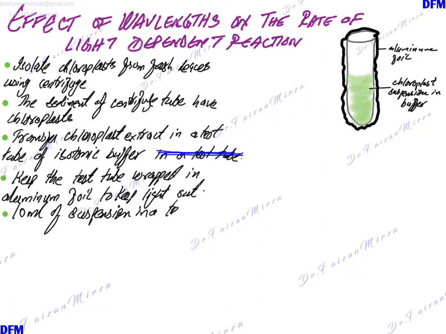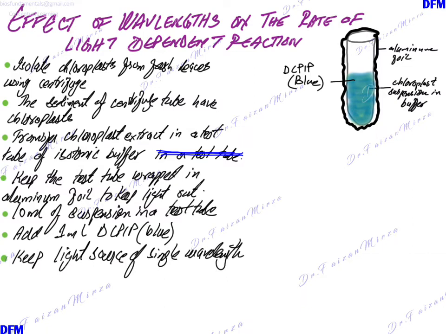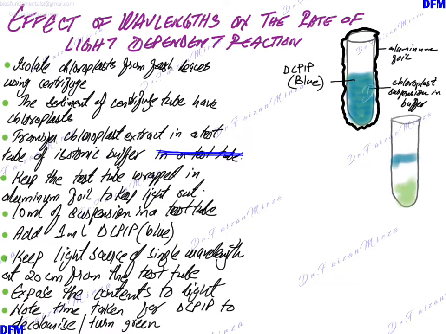Now what will we do? We'll take, for example, 10 ml of suspension into a separate test tube and again wrap it in aluminum foil, and I'll add 1 ml of DCPIP, which is blue in color. DCPIP is used as an indicator here. It gets reduced when light is shone on it. I'll keep a light source of single wavelength at, for example, 20 centimeters from the test tube. I'll expose the contents to the light source, and I'll note down the time taken for the DCPIP to decolorize or turn green.